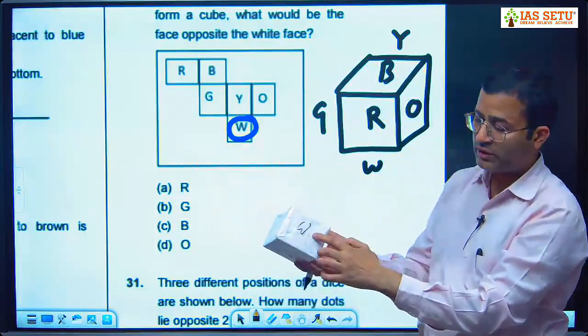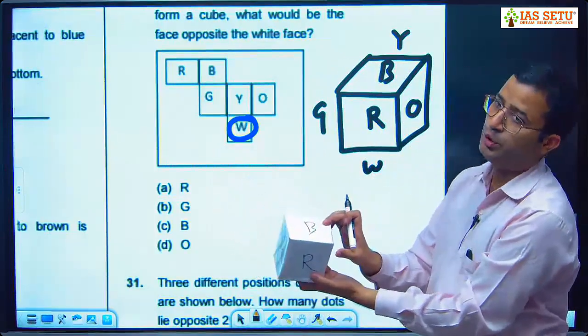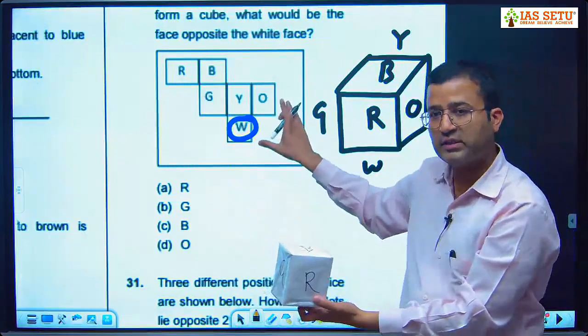So you have to find what is opposite of white. Opposite of white is blue. You can try with the eraser. You will be okay.